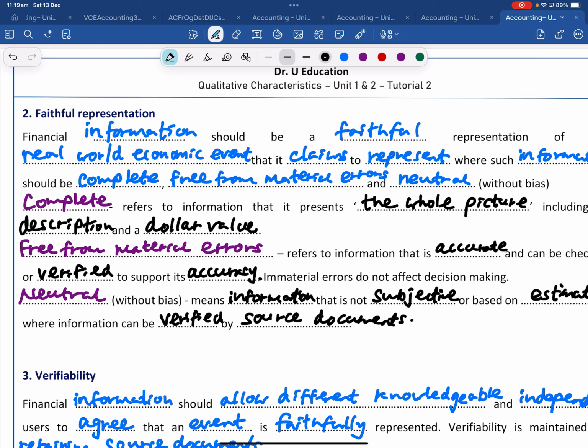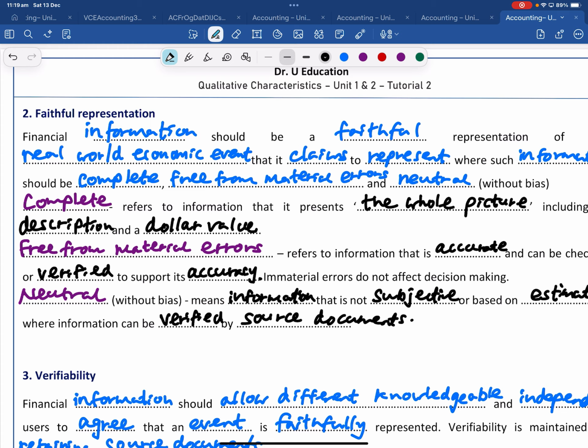Neutral means without bias. What does that mean? Without bias means, guys, we can't have subjective information. What do you mean by subjective? The opposite of subjective is objective. What's the difference, guys? Subjective means it basically changes. It includes opinions.